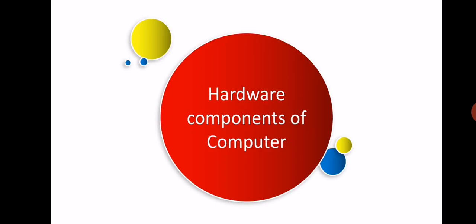Let's start with hardware components of computer. Computer hardware refers to the physical components that make up a computer system. Hardware components of a computer system are classified into input devices, system units, storage devices, output devices, and memory.